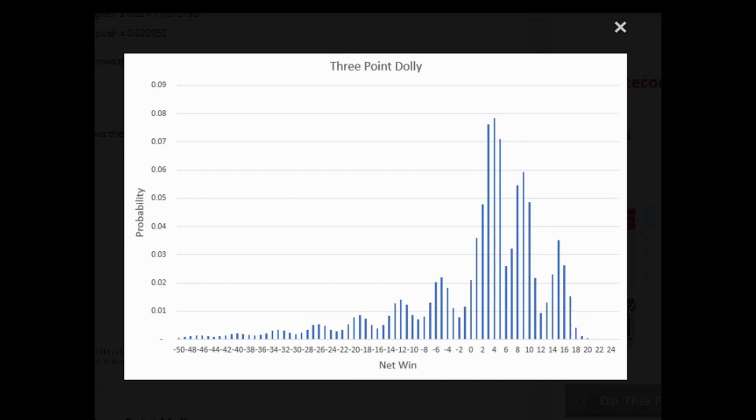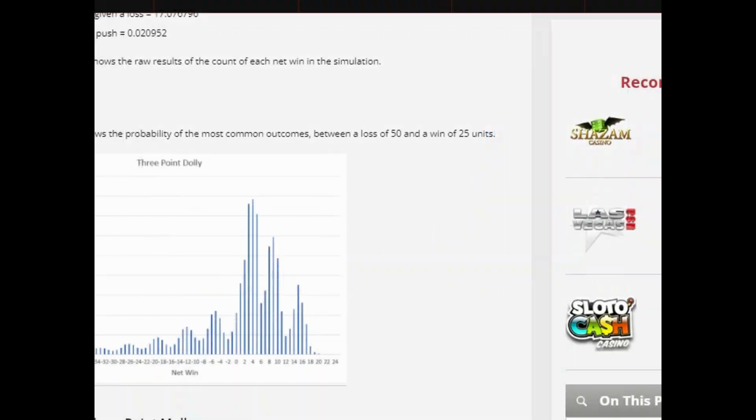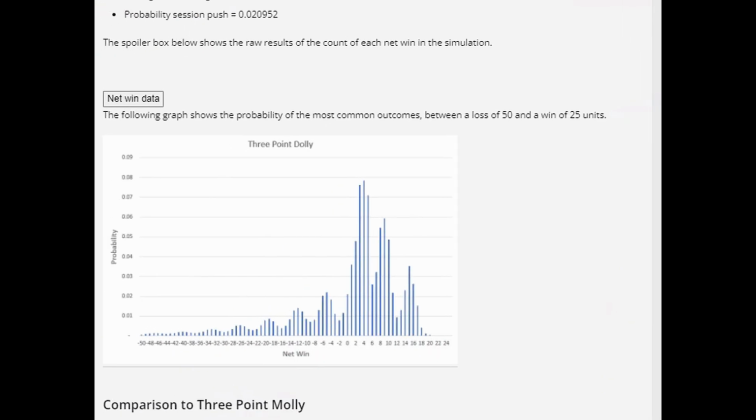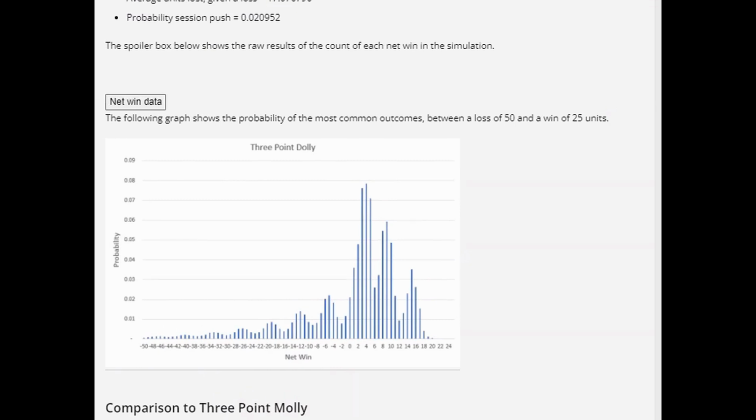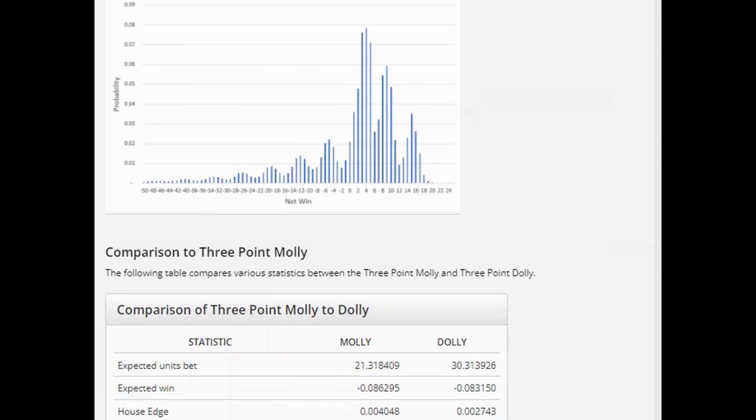We see on this graph losses of up to 50, and it's possible to lose even more than that. In other words, this is the type of system that trades off a high probability of winning for the possibility of a really big loss. And I know that most players don't like to play that way. If you don't, then you should consider playing the 3-point Molly instead.